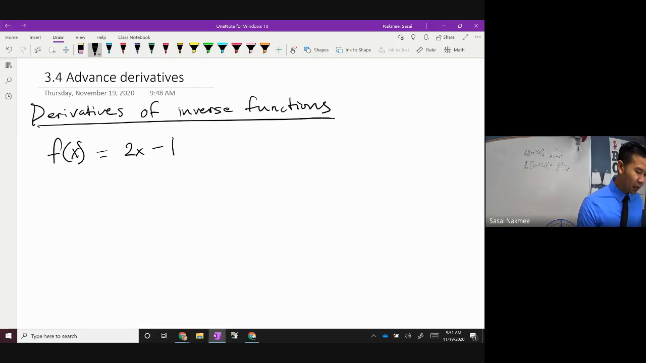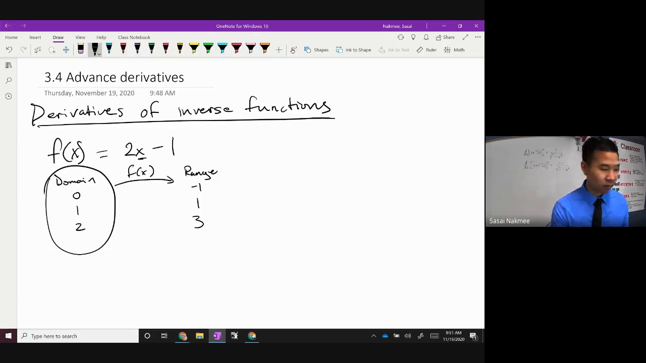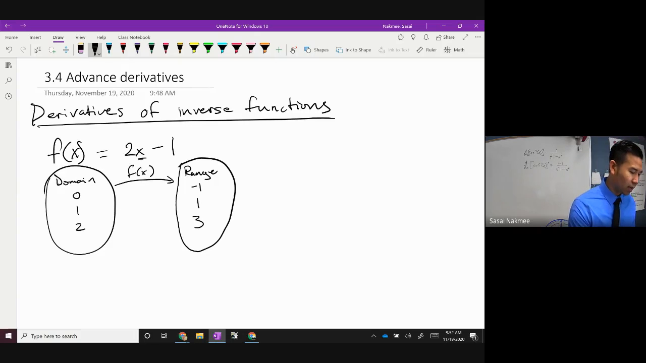And if you understand what a function does, it takes your numbers that are in the domain. So for example, like 0, 1, and 2. What the function f of x does is it transfers them to the numbers that are in the range. So for example, 0 would be mapped to -1, 1 would be mapped to 1, and 2 would be mapped to 3, if you plugged in the numbers for that x value into the function. So that's all a function does. It takes it and maps it over there.